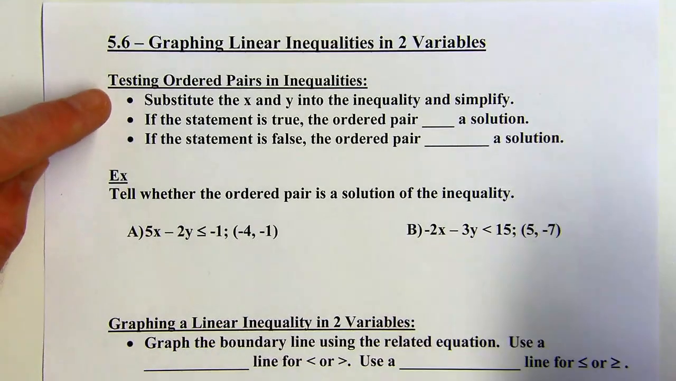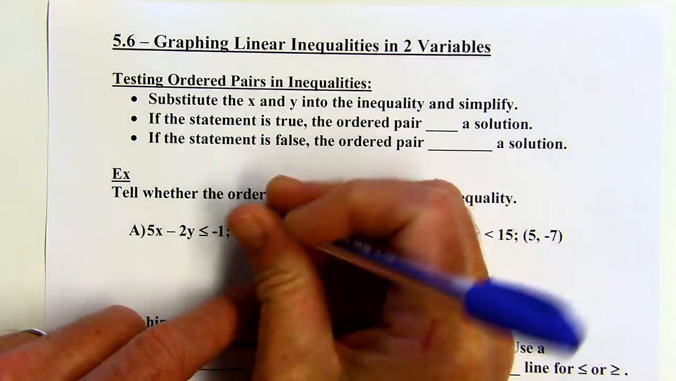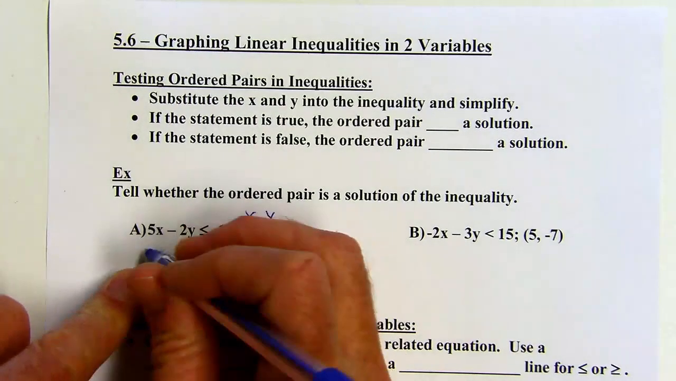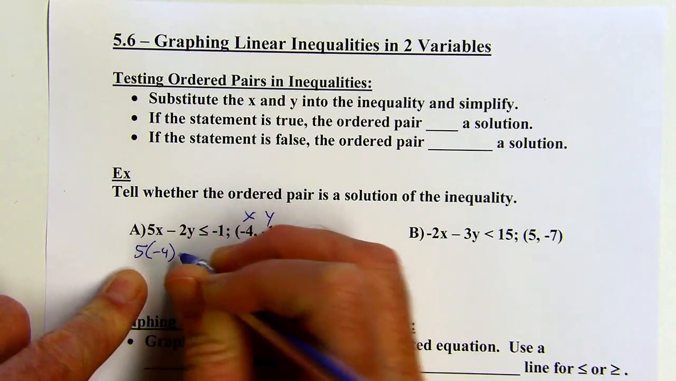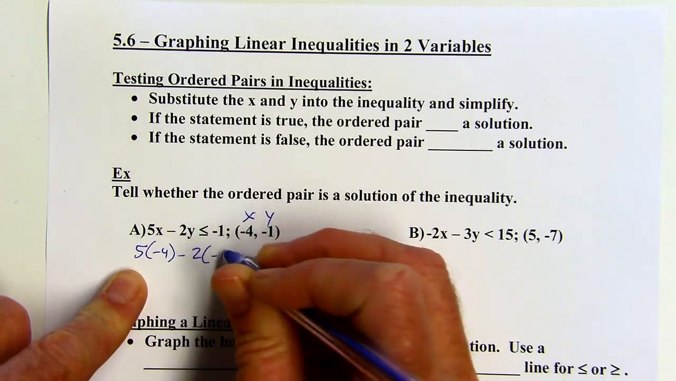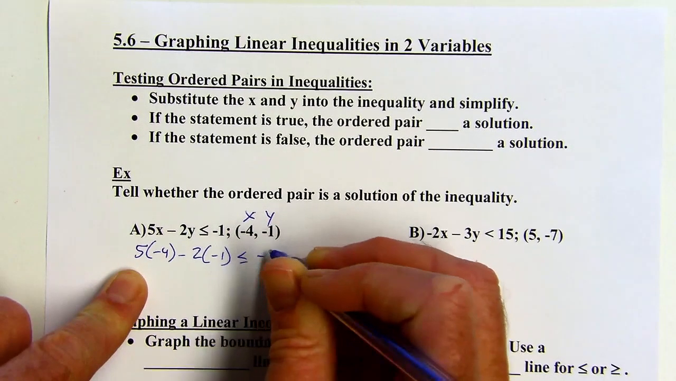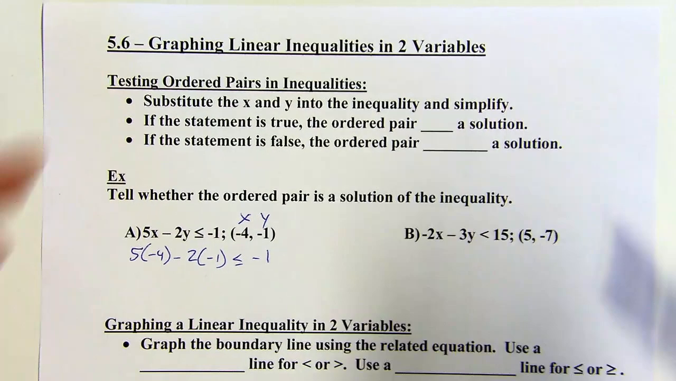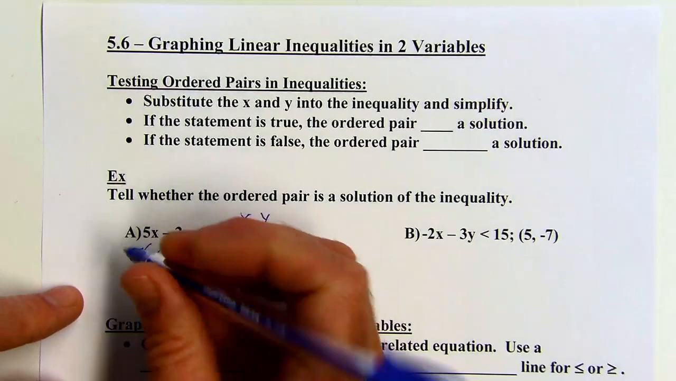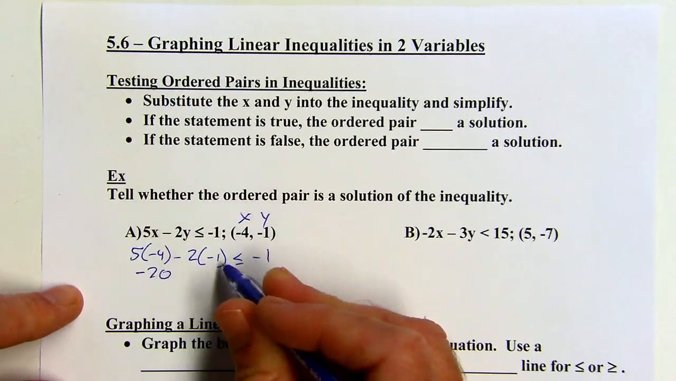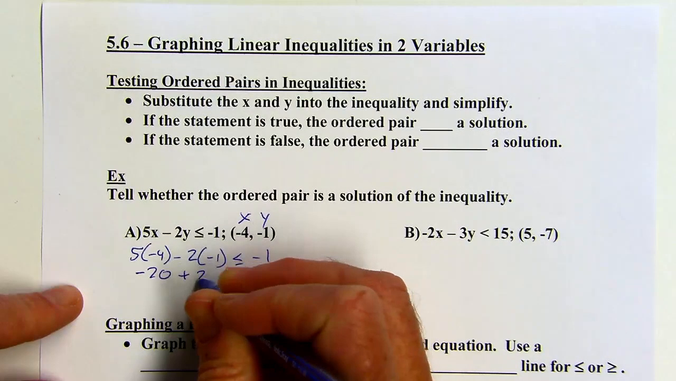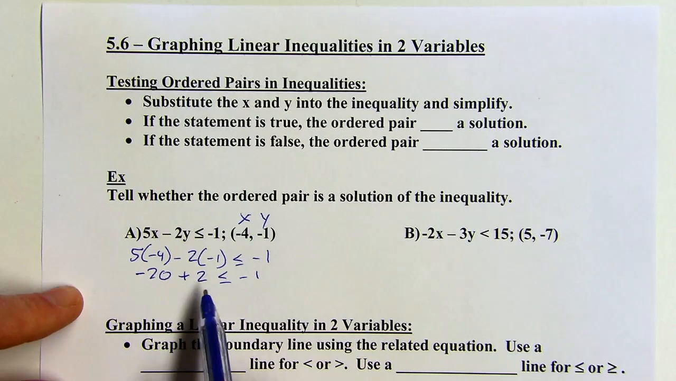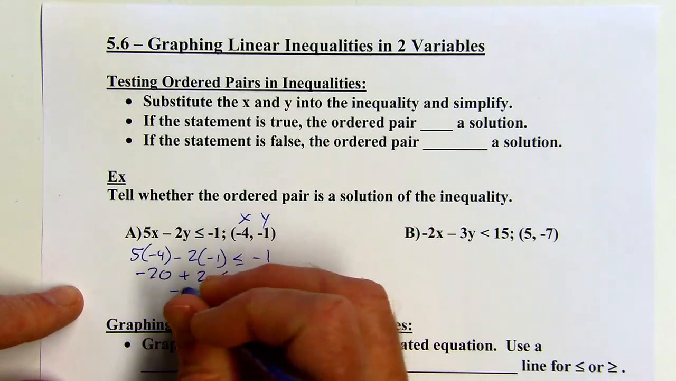And the way we're going to do that is substitute this x and y into the inequality, okay? So I'll put -4 in for x and -1 in for y. Good idea to use parentheses always when substituting. Okay, so I substituted. Now I'm going to simplify. So let's see, 5 times -4 is -20, and -2 times -1 is +2. And then I want to simplify on the left. -20 plus 2 is -18.